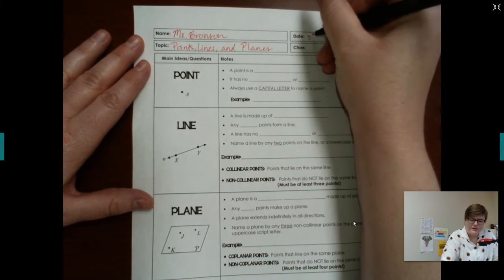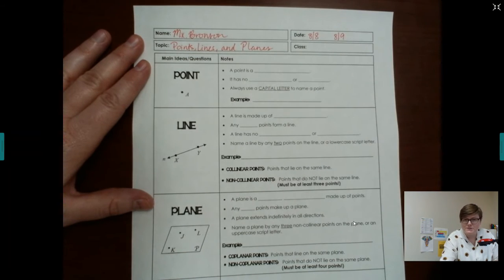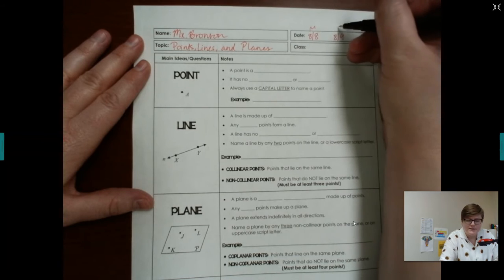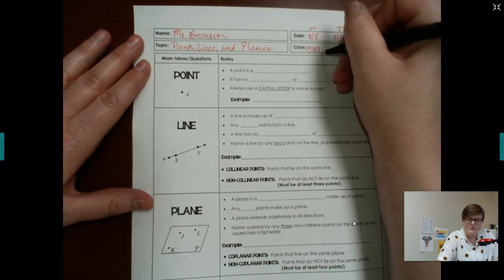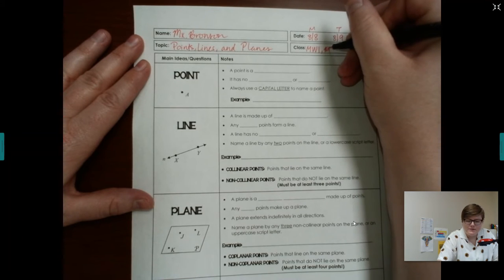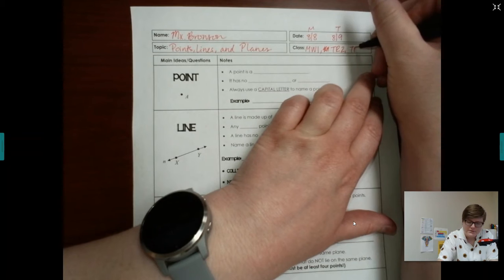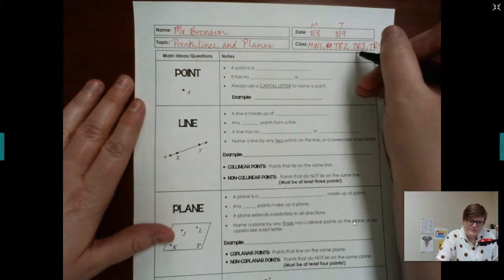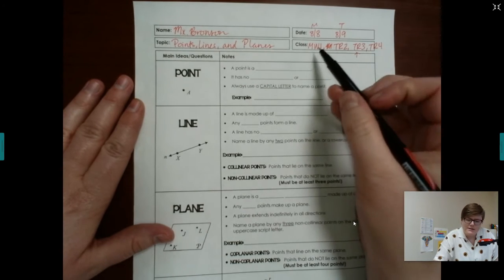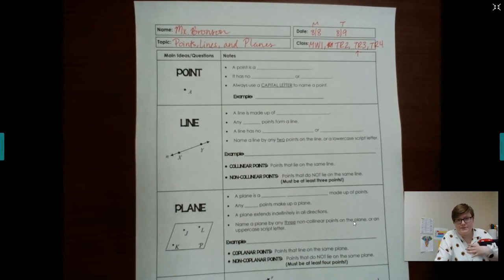We want to make sure we've got our date, the 8th or the 9th, depending on which day you have class. This is Monday, this is Tuesday, and then our class period. It's either going to be Monday, Wednesday 1, Tuesday, Thursday 2, Tuesday, Thursday 3, or Tuesday, Thursday 4. This is if you have Mr. Richards. The other 3 are all mine. So we're going to just go over these notes together right now, and let's get started.